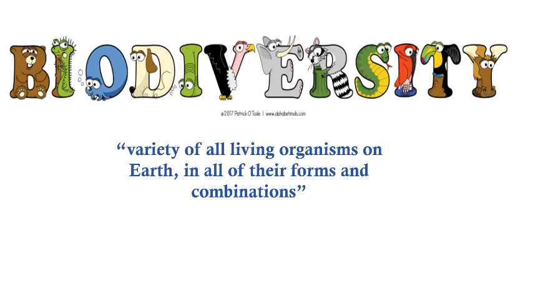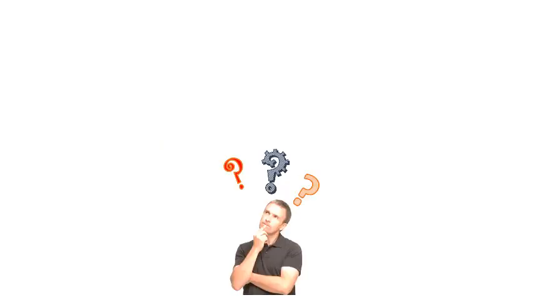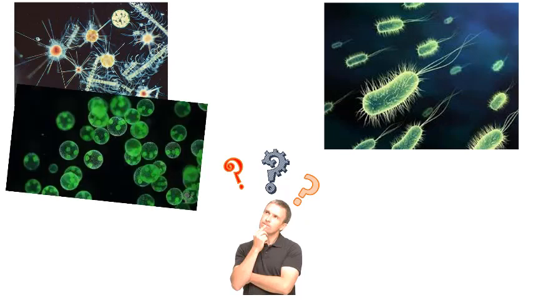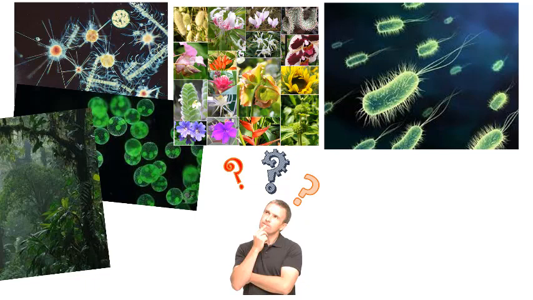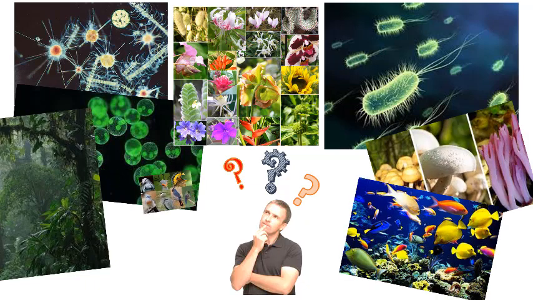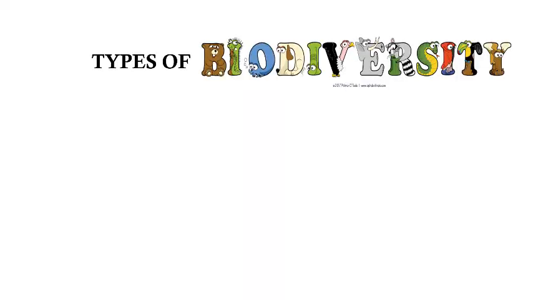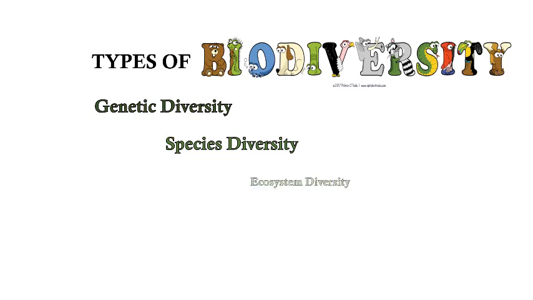Now, one might think, how do living things become so diverse between one another? How does each of them acquire very different characteristics from one another? Well, that can be explained with the types of biodiversity, which include genetic diversity, species diversity, and ecosystem diversity.